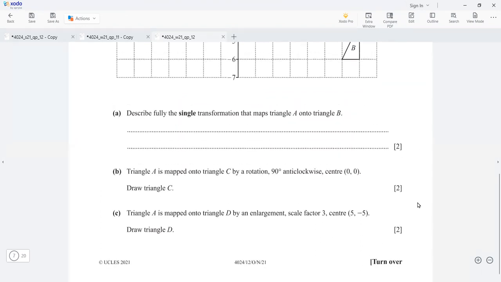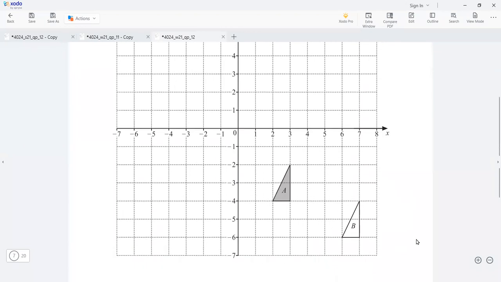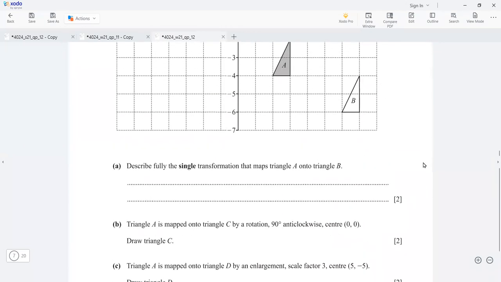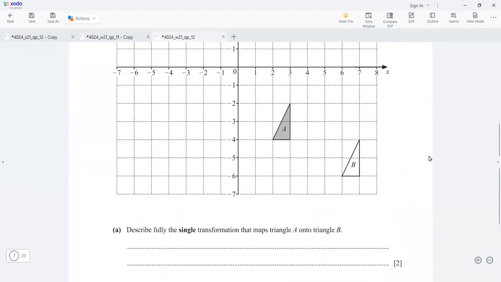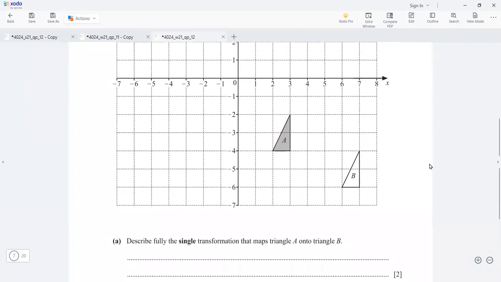It's basically a transformation. Two triangles are given. What we have to do is describe fully a single transformation that maps A onto B. A onto B, remember, not B onto A. We have to start from A and move towards B. Suppose we take any point, I'm taking this point and moving towards this point. These two are the points. The shape is moved as it is. It's understood the question is related to translation.